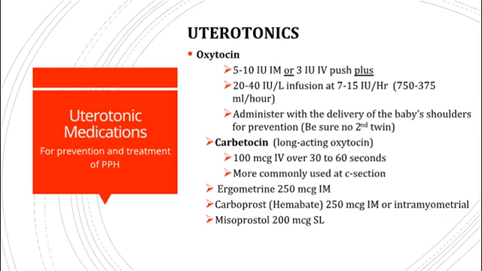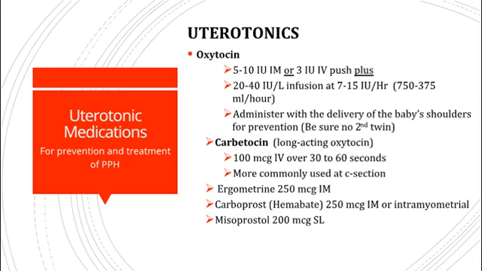Carboprost, commonly called Hemabate, is also administered in a 250 microgram dose IM. It can also be injected intramyometrially, which means directly into the uterine muscle. Hemabate is contraindicated in patients with asthma.